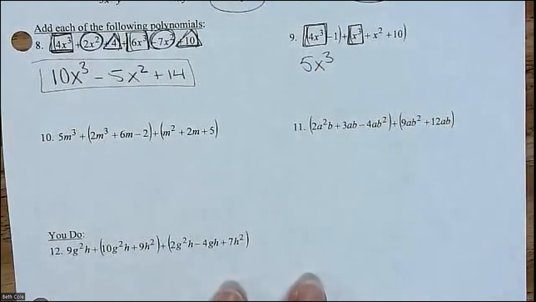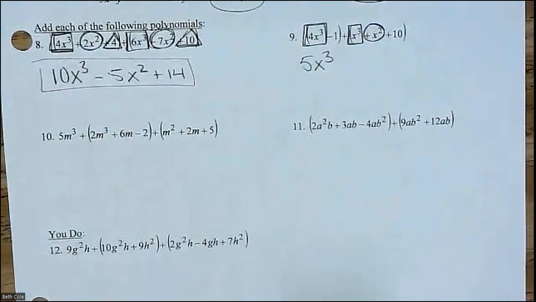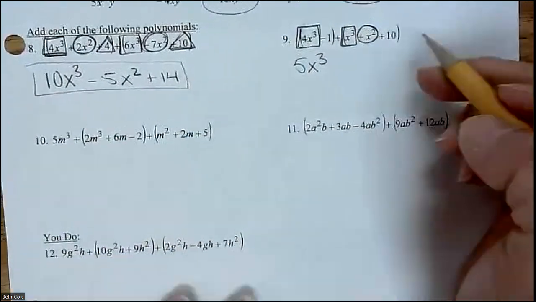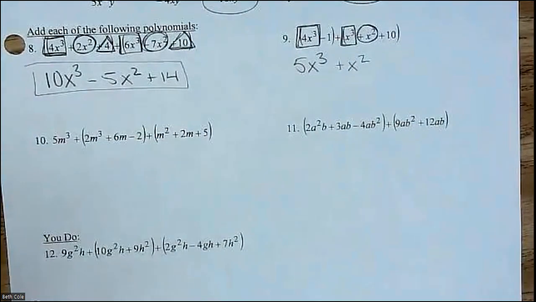Now the next one I'm actually going to look at is the x squared. You want them to go in descending order if you can. I'm going to put a circle around that one. Do we have another x squared? No. No, so it'll just be plus x squared. Like it's just there. It didn't get to combine with anything.